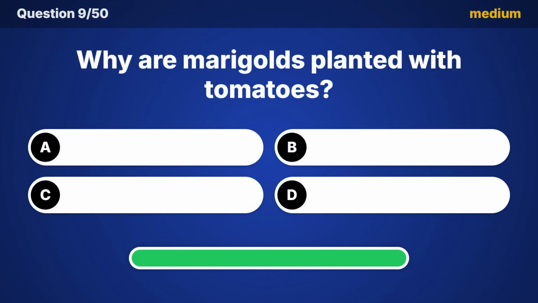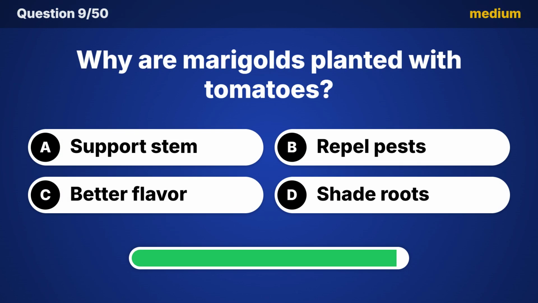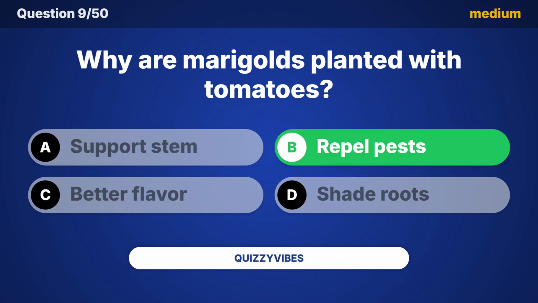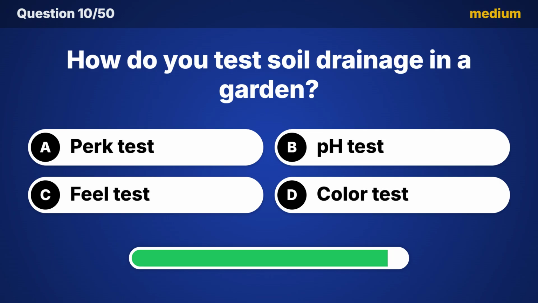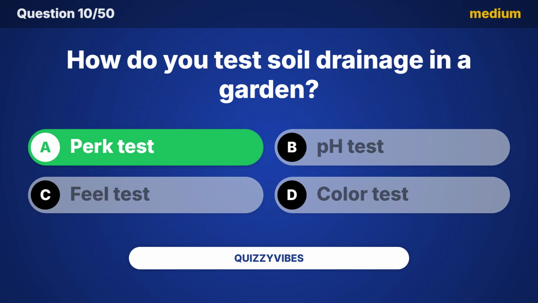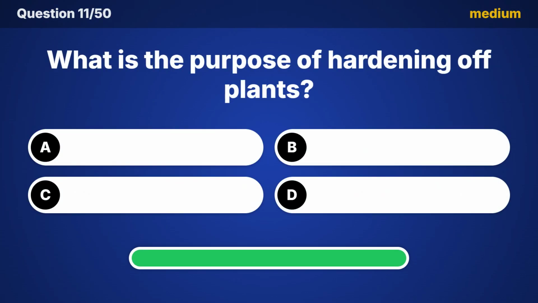Why are marigolds planted with tomatoes? Here is the answer. Repel pests. How do you test soil drainage in a garden? Answer. Perk test. What is the purpose of hardening off plants?